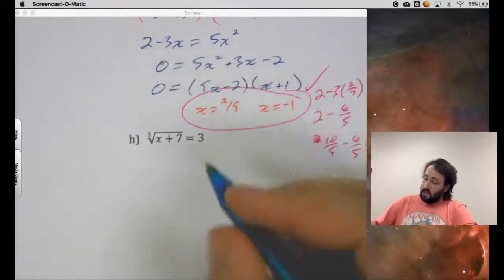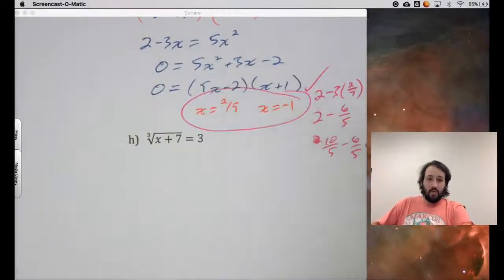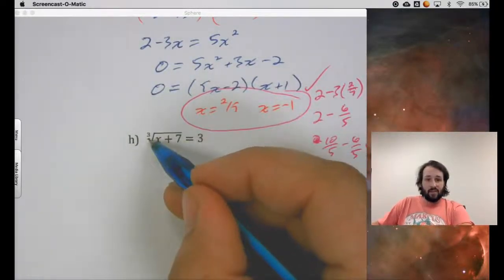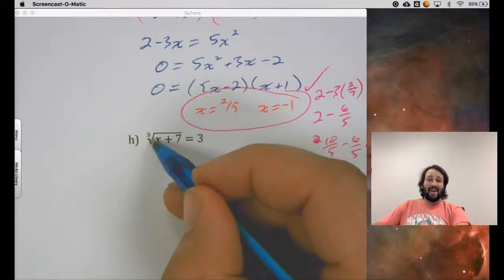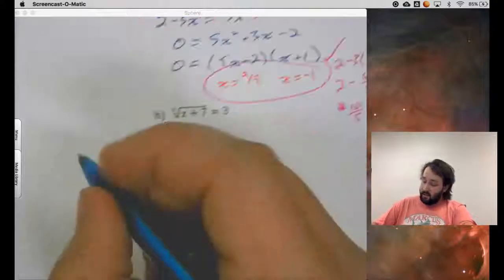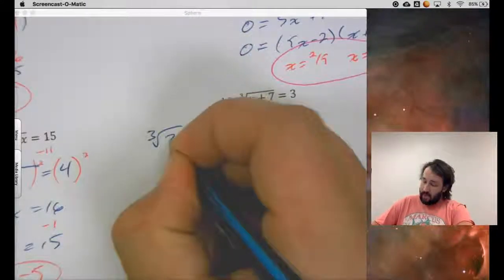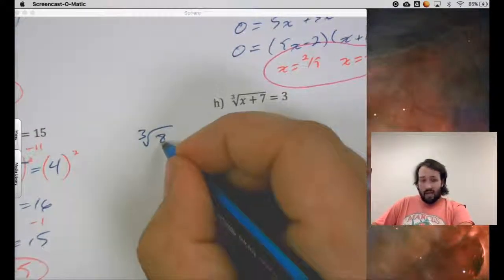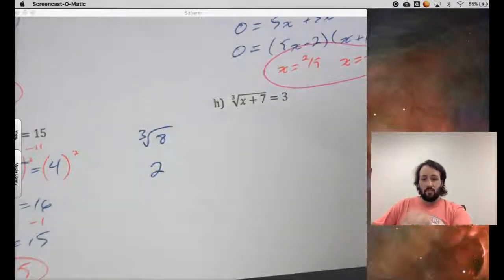All right. Notice we have a cube root now. This little 3 on the outside tells us we have a cube root. What that's asking is what number times itself 3 times gives us the thing inside. So if I took the cube root of 8, the cube root of 8 is 2, because 2 times 2 times 2 gives us 8. That's what a cube root is.